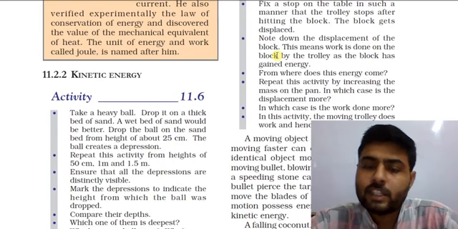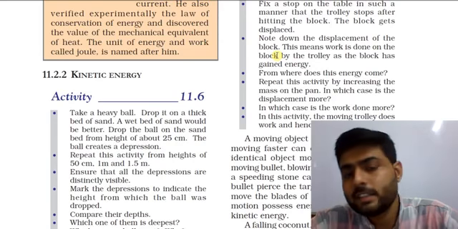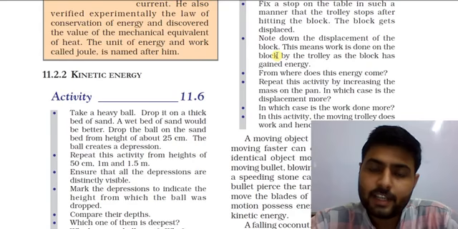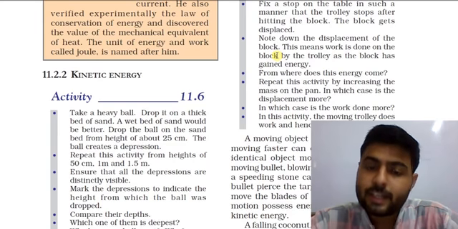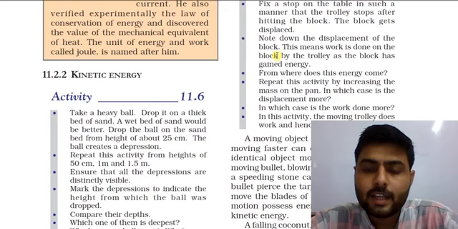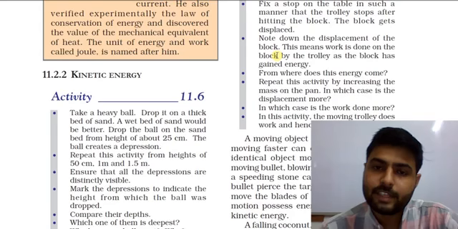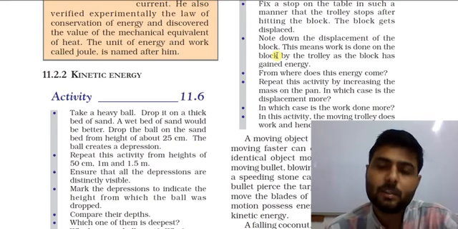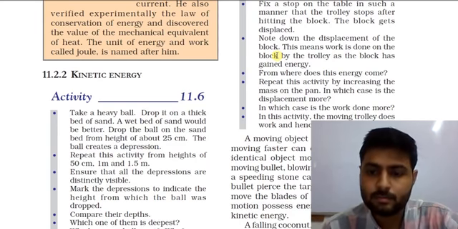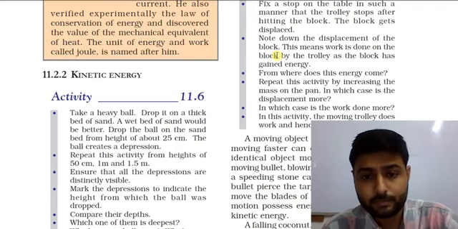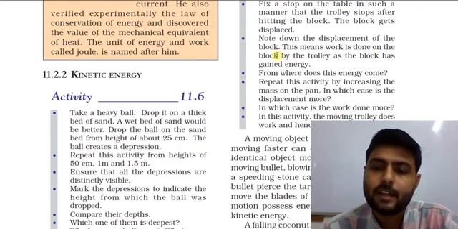From where does this energy come? This energy came from the moving trolley. The energy in the block came from the moving trolley. Repeat this activity by increasing the mass on the pan. As we discussed, we have to put different masses. We have to increase the mass: 200 gram, 300 gram, 500 gram, 1 kg, and repeat this process. What will happen?